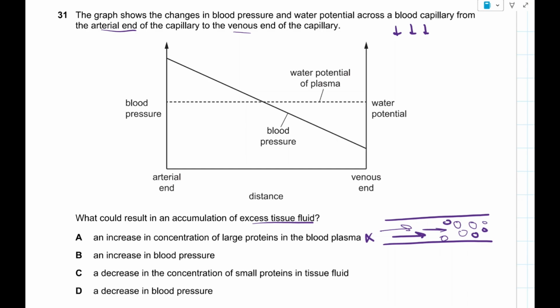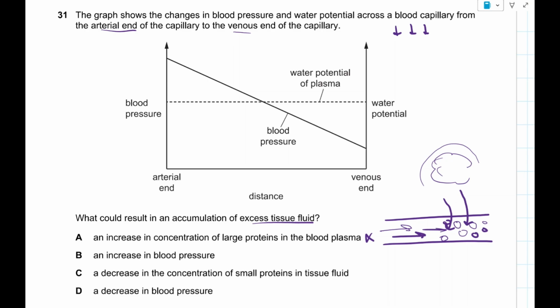What I'm trying to say is if you have an increase in the concentration of large proteins in the blood plasma, guess what's going to happen? Then water is going to go down the water potential gradient. Therefore, this means that water is going to leave the tissue fluid and go back into the capillary. The reason for this is that the water potential gradient outside is greater. Then it's going to go back in because there's an excess of large protein, down the water potential gradient. Therefore, this is incorrect.